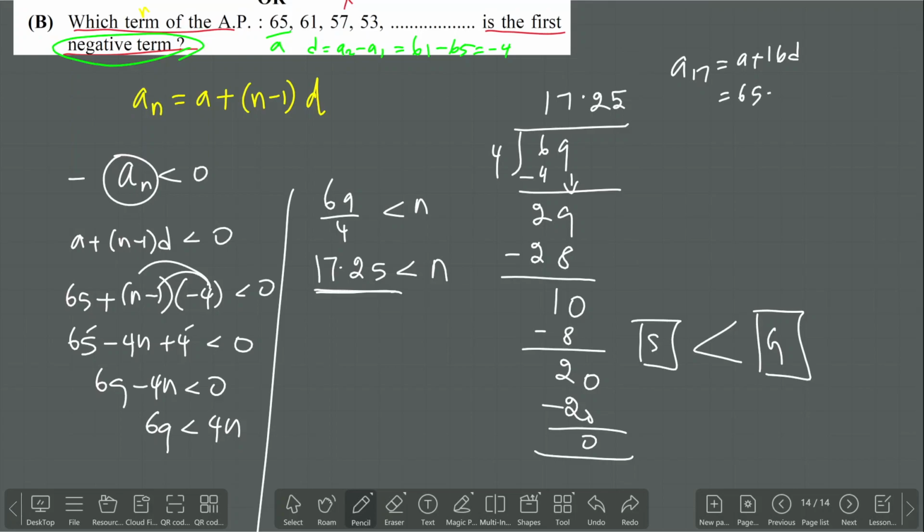a value 65, 16 into minus 4. 16 into minus 4 is minus 64, and 65 minus 64 comes plus. So this is the first positive number, and 18 onwards it will be negative. The sequence is reducing.